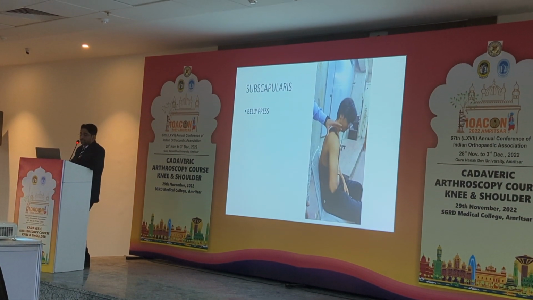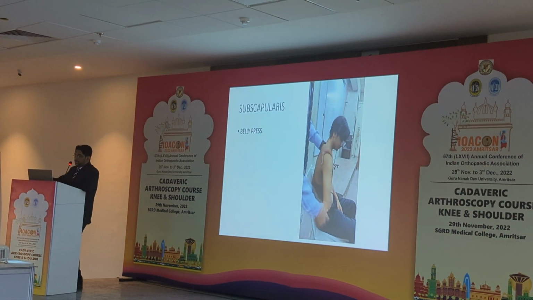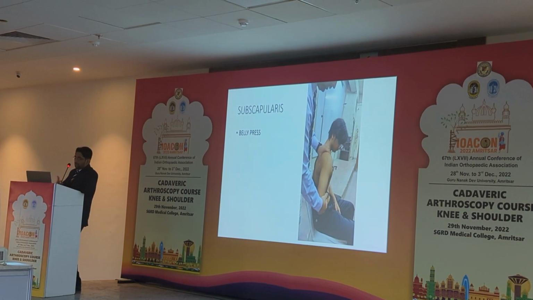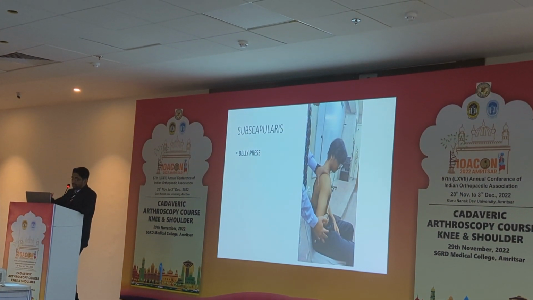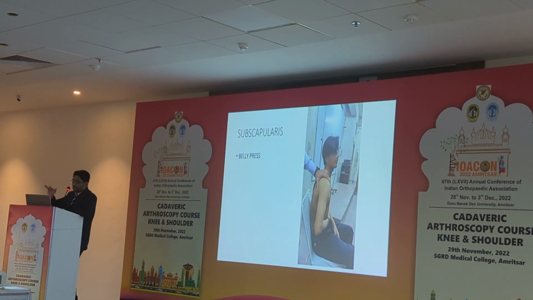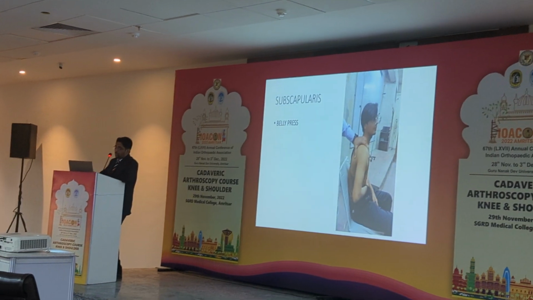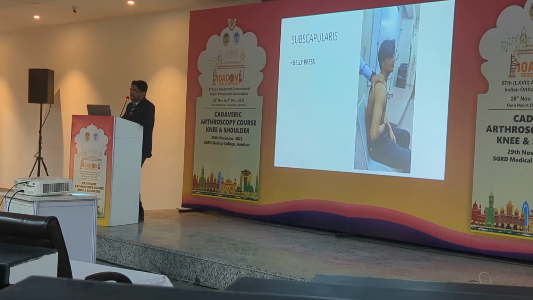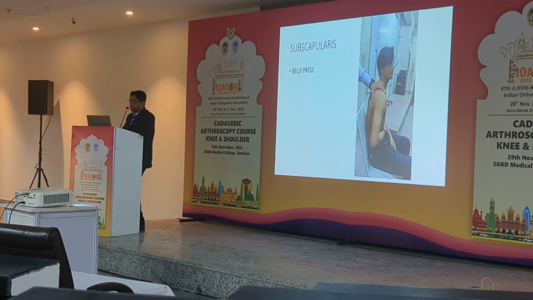For subscapularis, there are two tests. First is the belly press test, in which the patient tries to press his belly with his hand, and you can see a line. If we draw a straight line from the shoulder, the elbow should cross that line. If he is crossing that line, that means his subscapularis is normal.